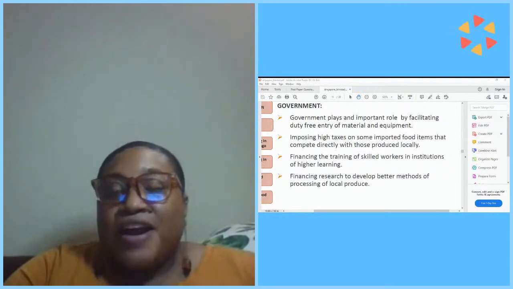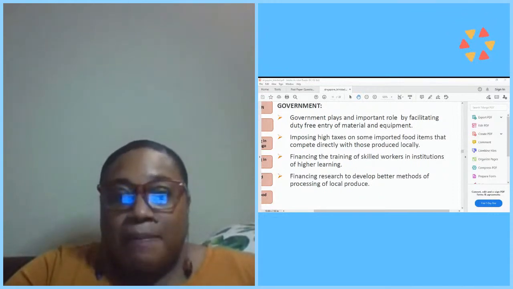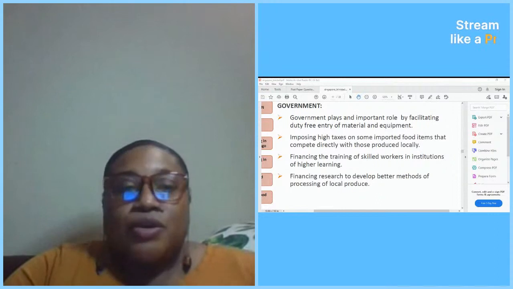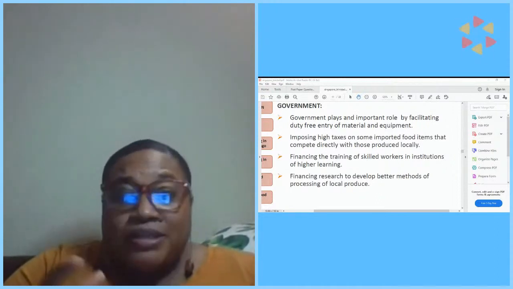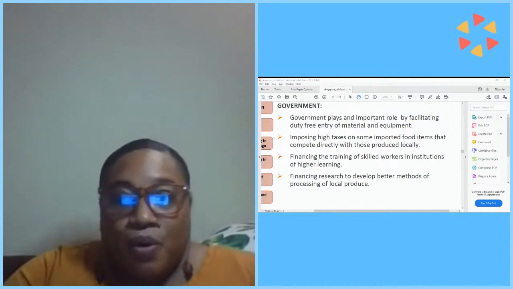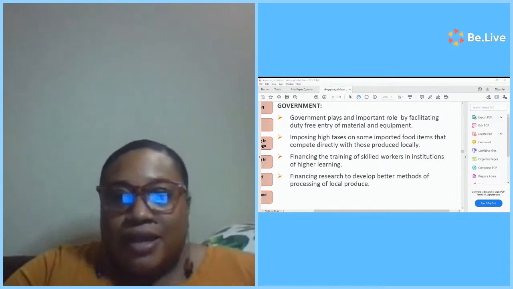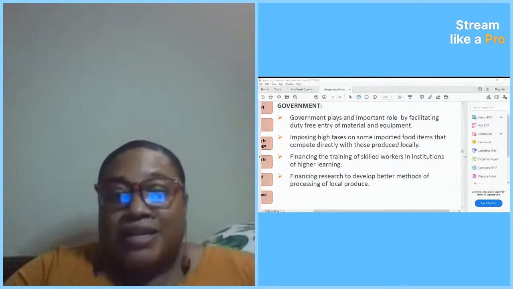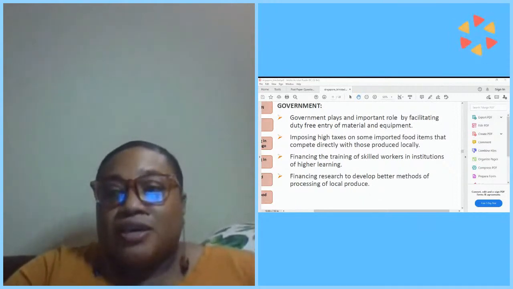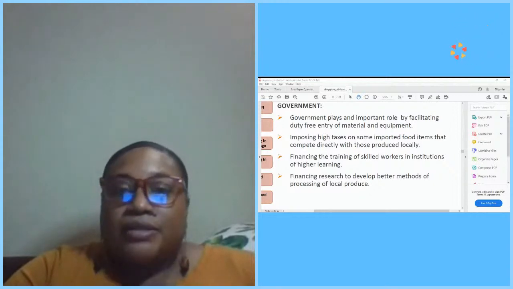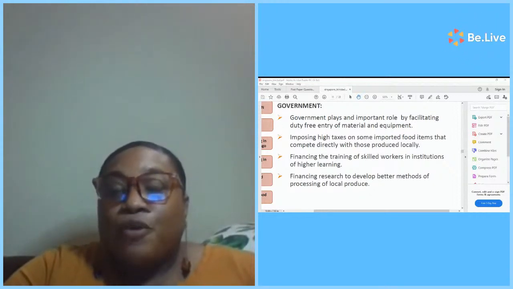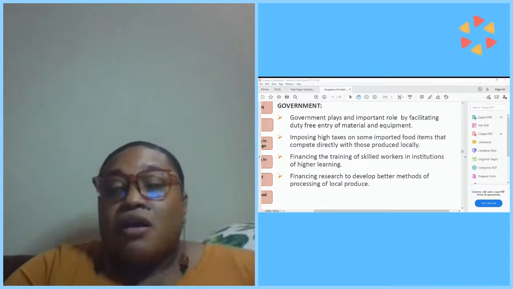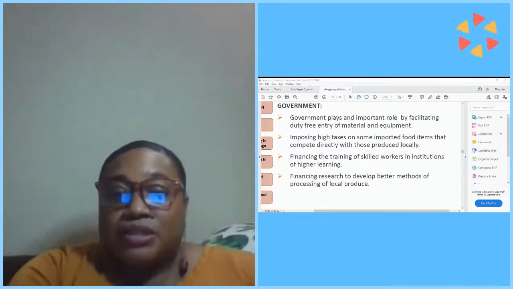And of course, financing research into developing better methods of producing and processing the local products here. So you know, when you're producing, especially when you're dealing with food, preservation is very important. You can't just sell anything. You put it on the shelf, and of course, certain items will spoil very quickly. That is why they have preservation. So research into how certain things can stay longer, right? And especially if you're exporting certain food products, you have to have good preservation. And of course, if it's meat and these things, refrigerated and how it's treated before it is sold.